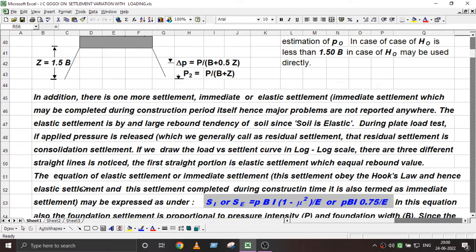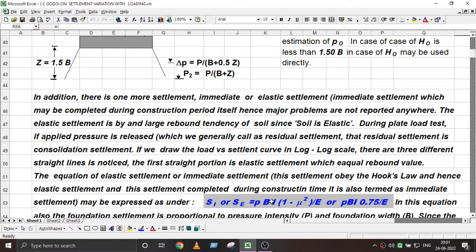From that point, you cannot raise any further pressure. Even under any application of pressure, it will be going below. That means the soil has already settled. We should consider only settlement up to the failure point.